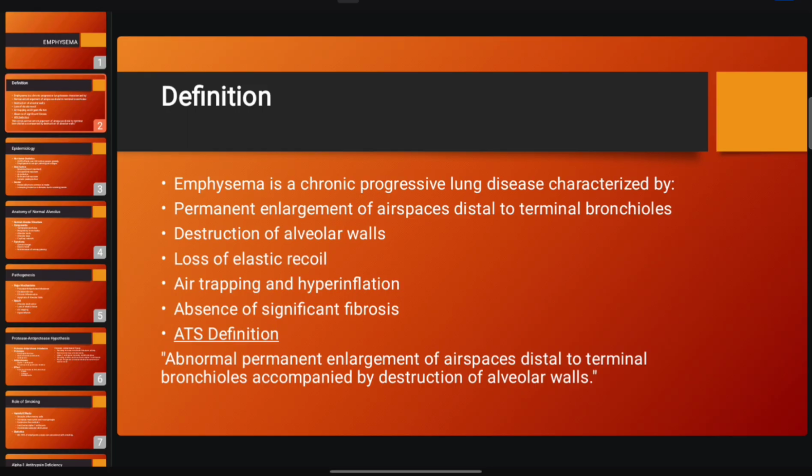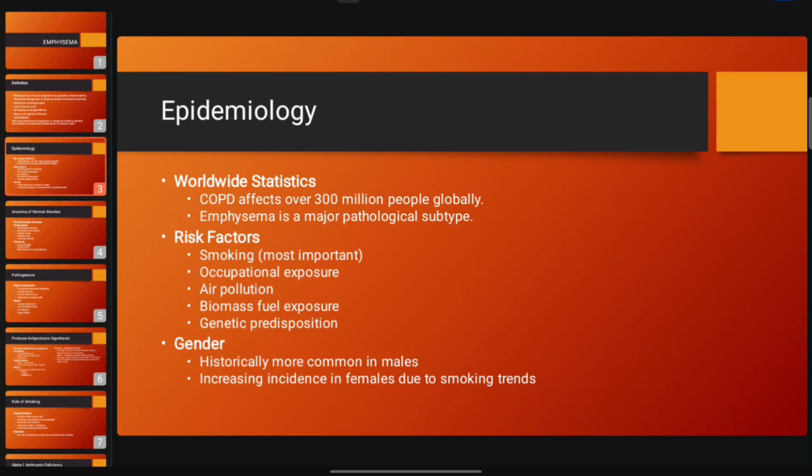Okay, and what is the ATS definition of emphysema? ATS definition describes it as abnormal permanent enlargement of air spaces distal to terminal bronchioles and accompanied by destruction of alveolar walls. And what is its epidemiology? In worldwide statistics, there is a 300 million plus population which is affected by this, and emphysema is a major pathological subtype.